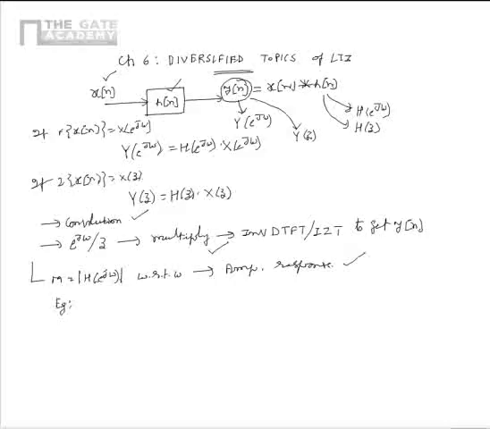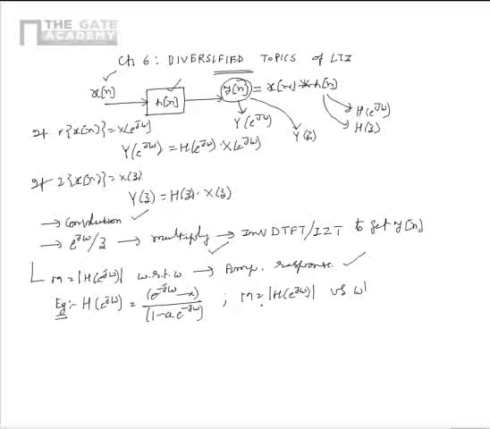Now, let us consider an example in which H of e power j omega is given as e power minus j omega minus a divided by 1 minus a into e power minus j omega. Here, the amplitude response M is the plot of abs of H of e power j omega with respect to omega.